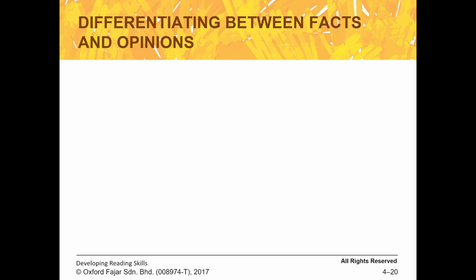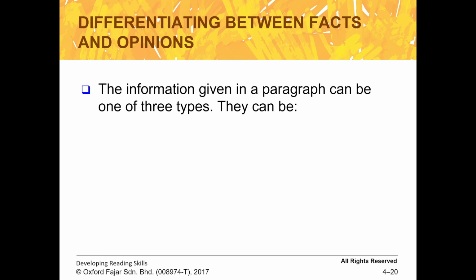Okay, and then, right, this is another crucial thing that you need to know, that you need to be able to differentiate between facts and opinions. What are the differences between those two? Let's look. Right. The information given in a paragraph can be one of three types. They can be facts, they can be opinions, and they can be incorrect information. Incorrect information meaning that the information given is totally wrong. Okay? It's not true, it's not available, so that is incorrect information.